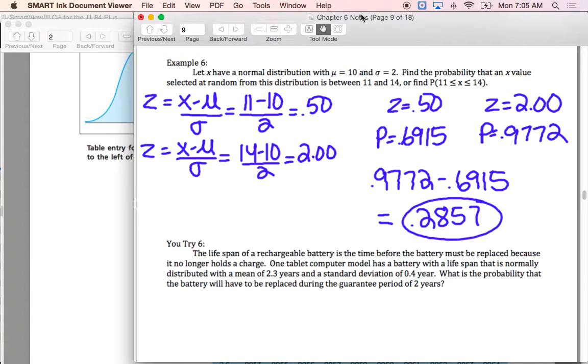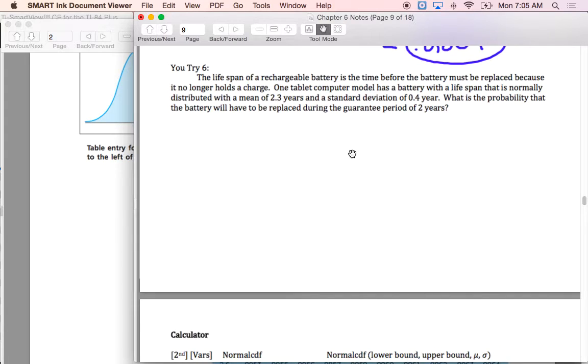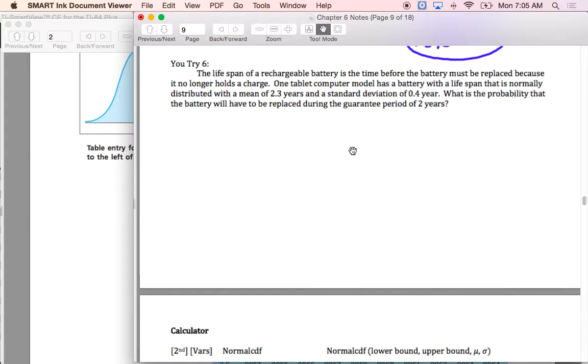I want you to try number 6 here. It's the exact same thing we were just doing, so when you go through it, you know you're going to have to put a probability with an x and a number, and then you're going to change it to z, and then find the probability that goes with it. So pause the video and try number 6.